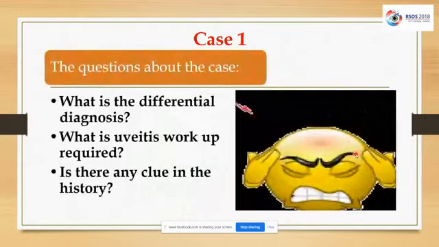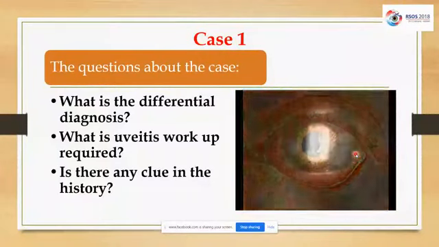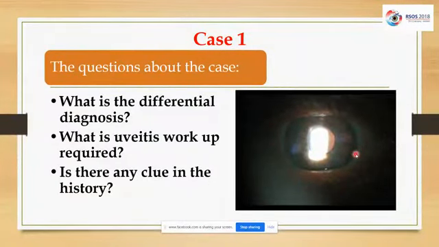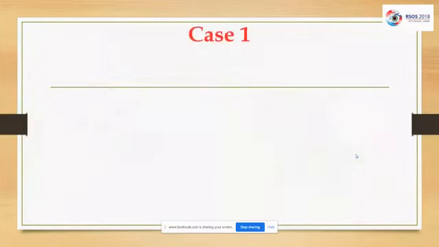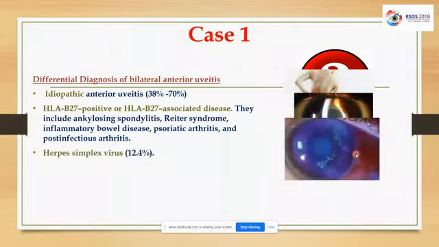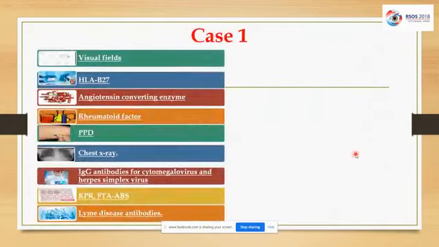So the question is, for this patient, what is the differential diagnosis, what type of uveitis is it, and is there anything in the history that can guide you? Let us first see the differential diagnosis, as we mentioned: idiopathic, Behçet's, herpes simplex, varicella zoster, syphilis, sarcoidosis. We had some workup for this patient to exclude those. The visual field was unreliable. HLA-B27 was negative and the genetic conversion was negative. So sarcoidosis and HLA-B27 can be excluded.